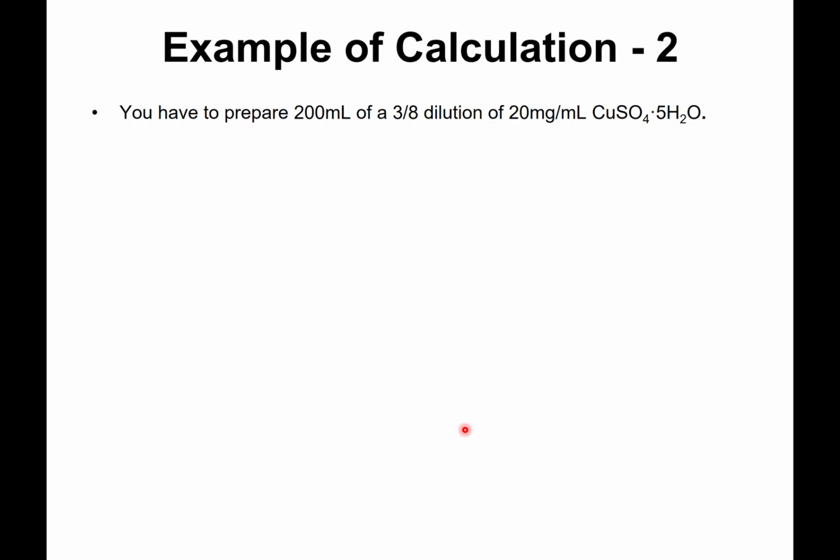Now let's go through some more examples, 3 slides of calculations actually. So you have to prepare 200 milliliters of a 3 in 8 dilution of 20 milligrams per milliliter copper sulfate pentahydrate. Okay, this is a way of expressing concentration as mass over volume, so weight over volume. Do you remember when we talked about solutions? So you have to prepare 200 milliliters of a 3 in 8 dilution.